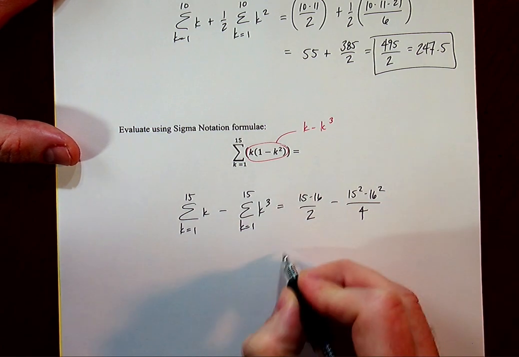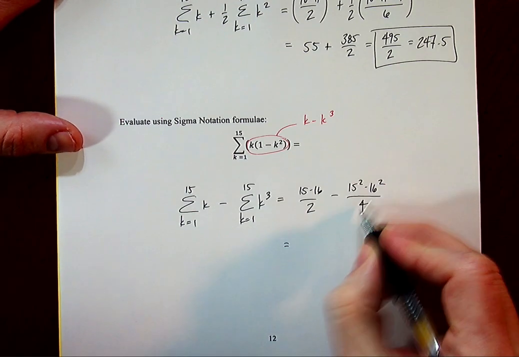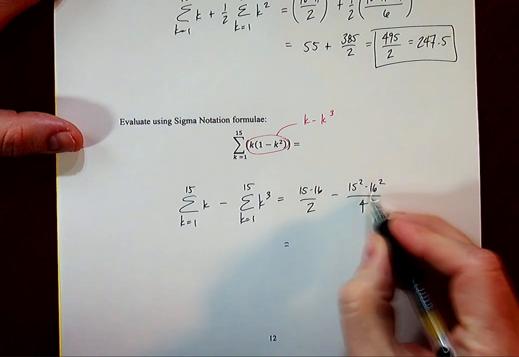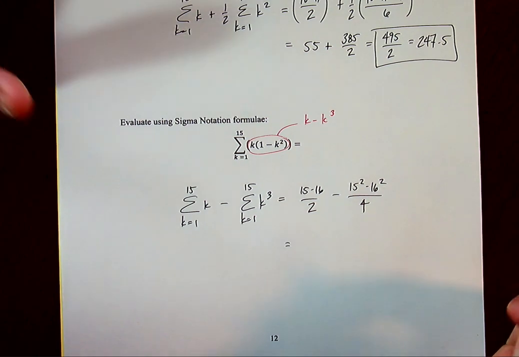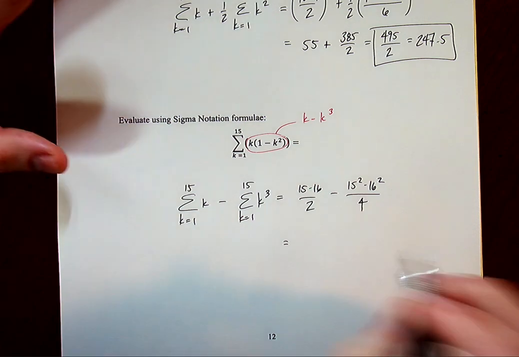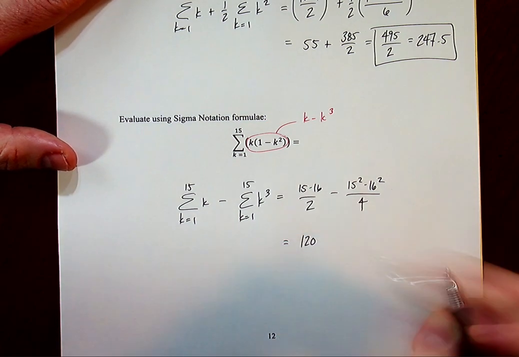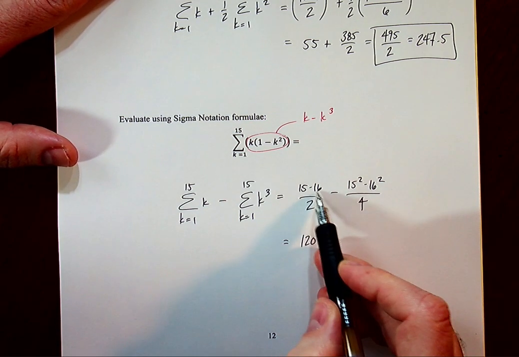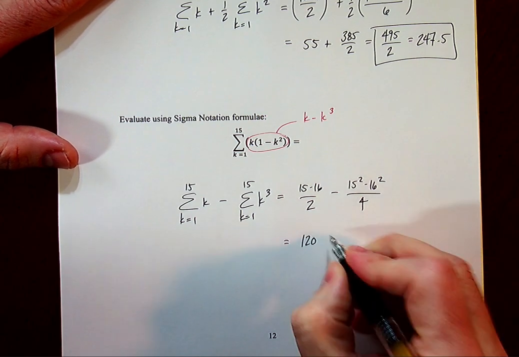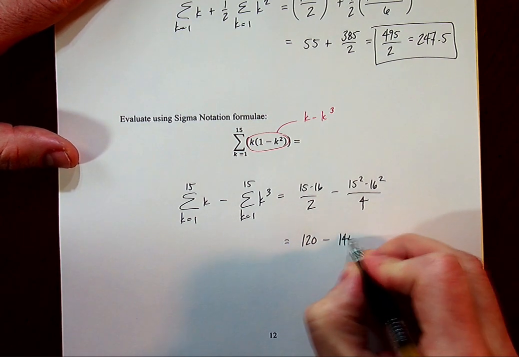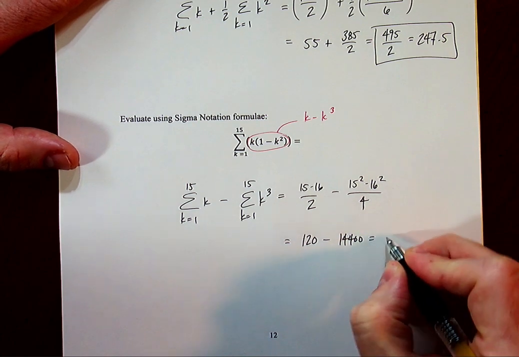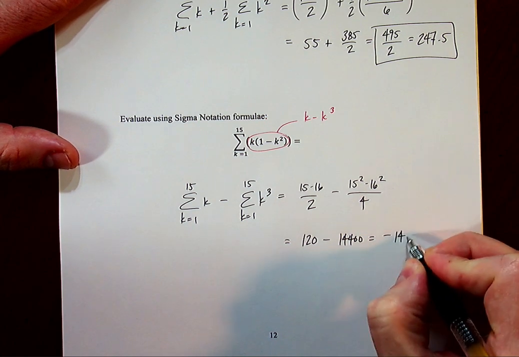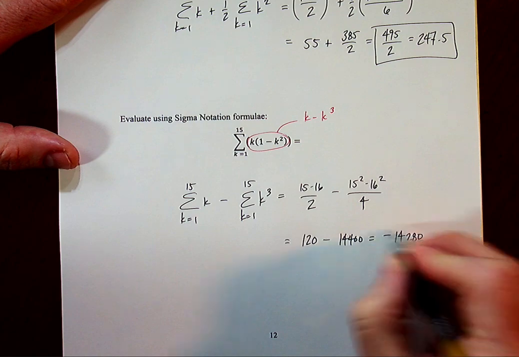Now you could do a whole lot of cancellation. Obviously 4 will get rid of part of one of those 16s, but it doesn't really matter. You're probably going to plug it into your calculator anyway, and you're going to get 120, because this is going to be 15 times 8. And this right here is going to be a little bit more difficult to do by hand, although you certainly could. And you're going to get negative 14,280.